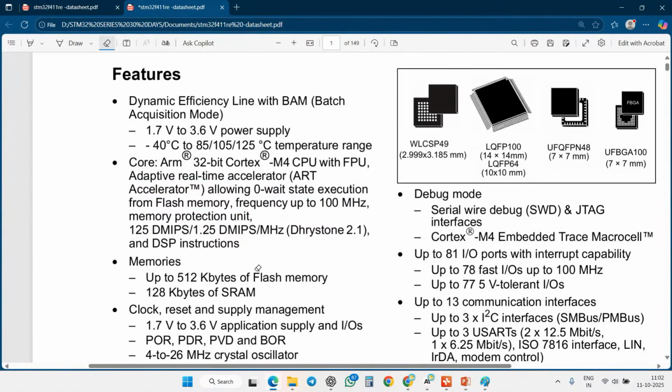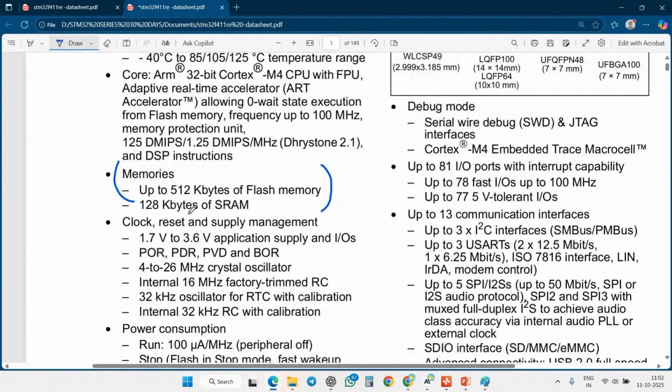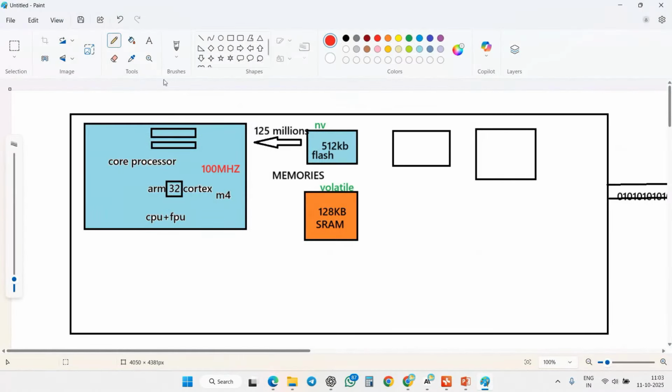Okay, and we already studied these memories, and now we are going to study clocks, reset and power supply management. So the zero wait state execution. And some people have asked questions about it.